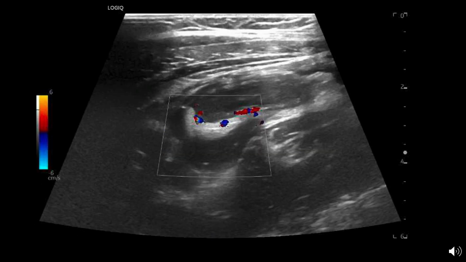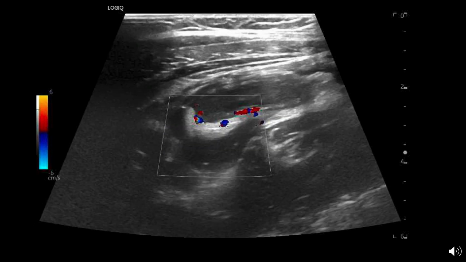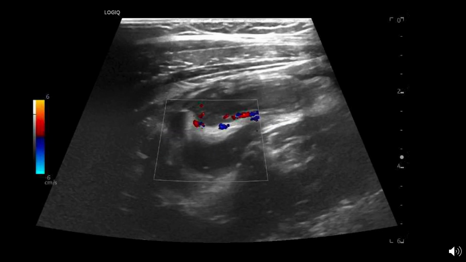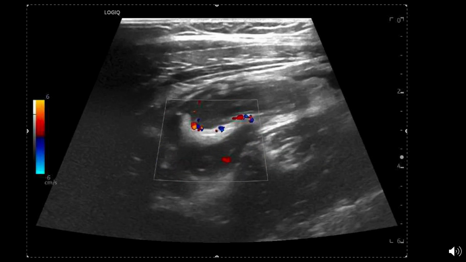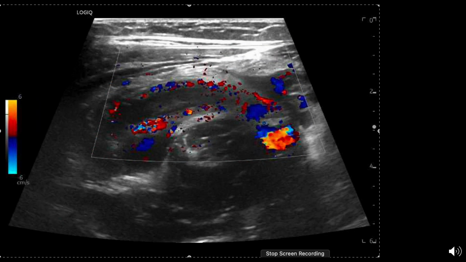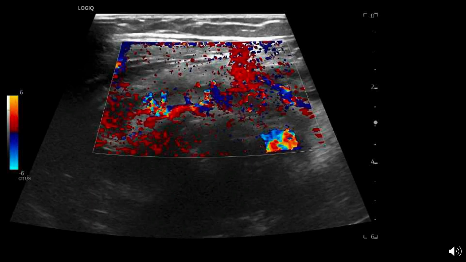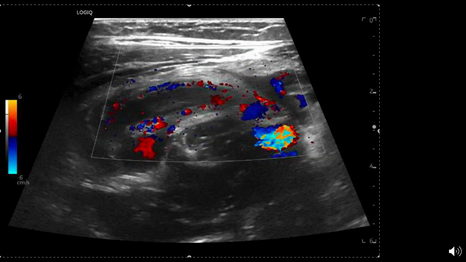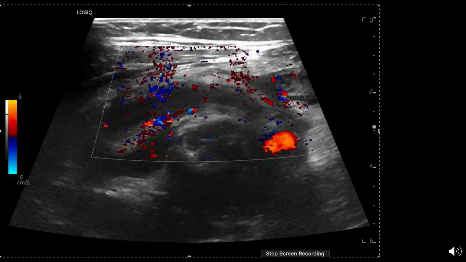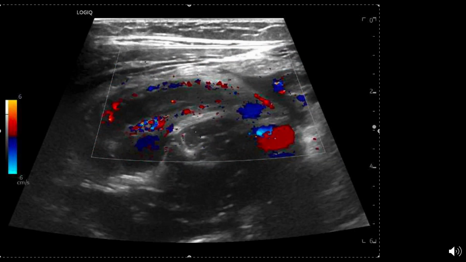Here you can note some free fluid below the appendix, and once again, an inflamed appendix that is hyperemic with a lot of blood vessels around it. Another example of a pathological appendix here, seen hyperemic, enlarged, and it's always good to put color flow in it. You can visualize the ring of fire around the pathological appendix.